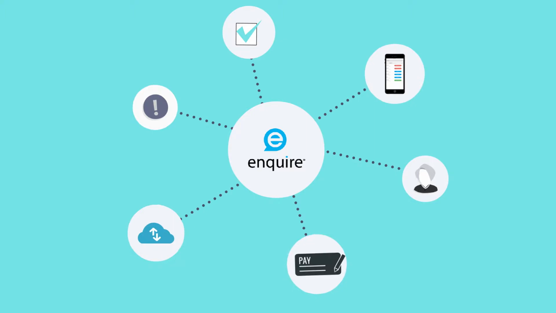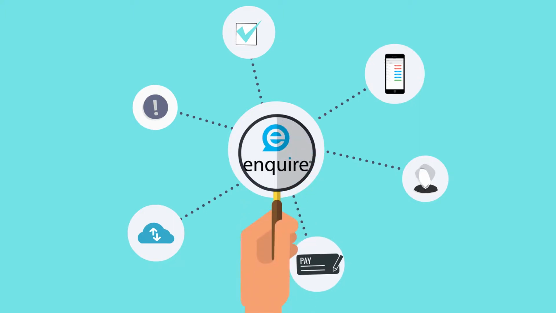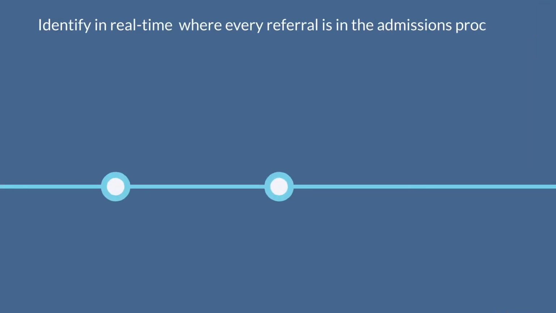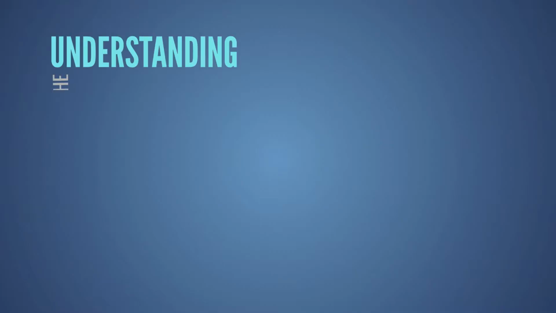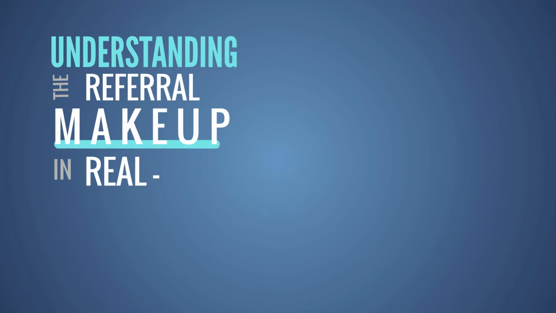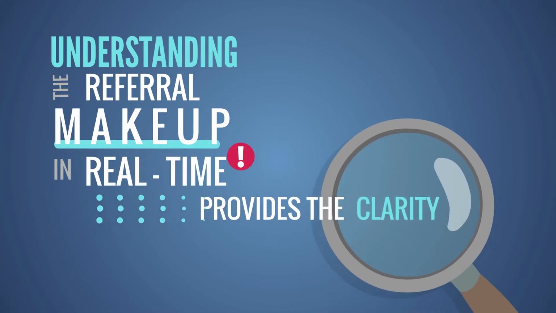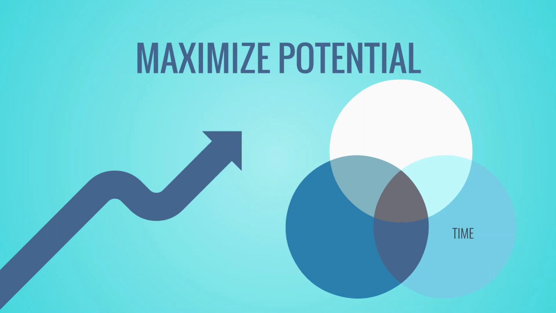Because all activities are tied to reporting, you can easily identify in real time where every referral is in the admissions process, along with every admit, discharge, and denial, along with denial reason. Understanding the makeup of your referrals in real time provides the clarity the sales and marketing team needs to maximize their time, outreach, and marketing budget.